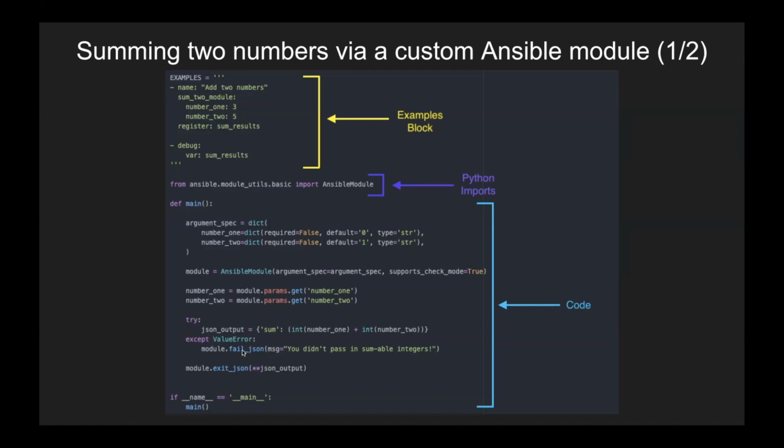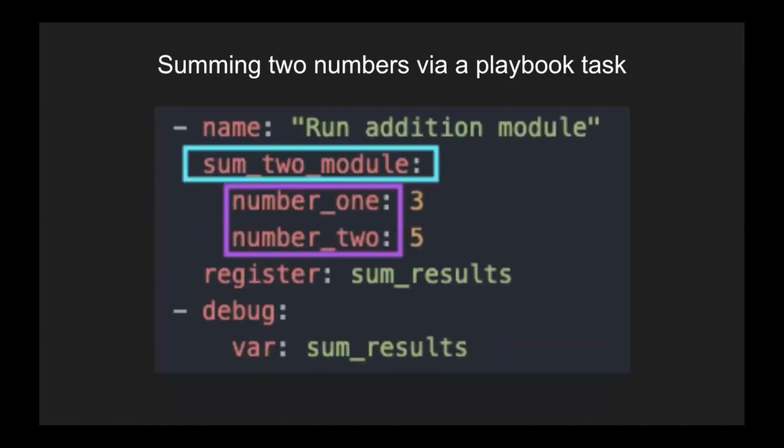And then there's a try except. So if it's not the right kind of value, it'll say you need to do summable integers. Pretty straightforward. I'm really sorry about the fuzzy screenshot of this. They get better later. So the run addition module is just the name of the task.